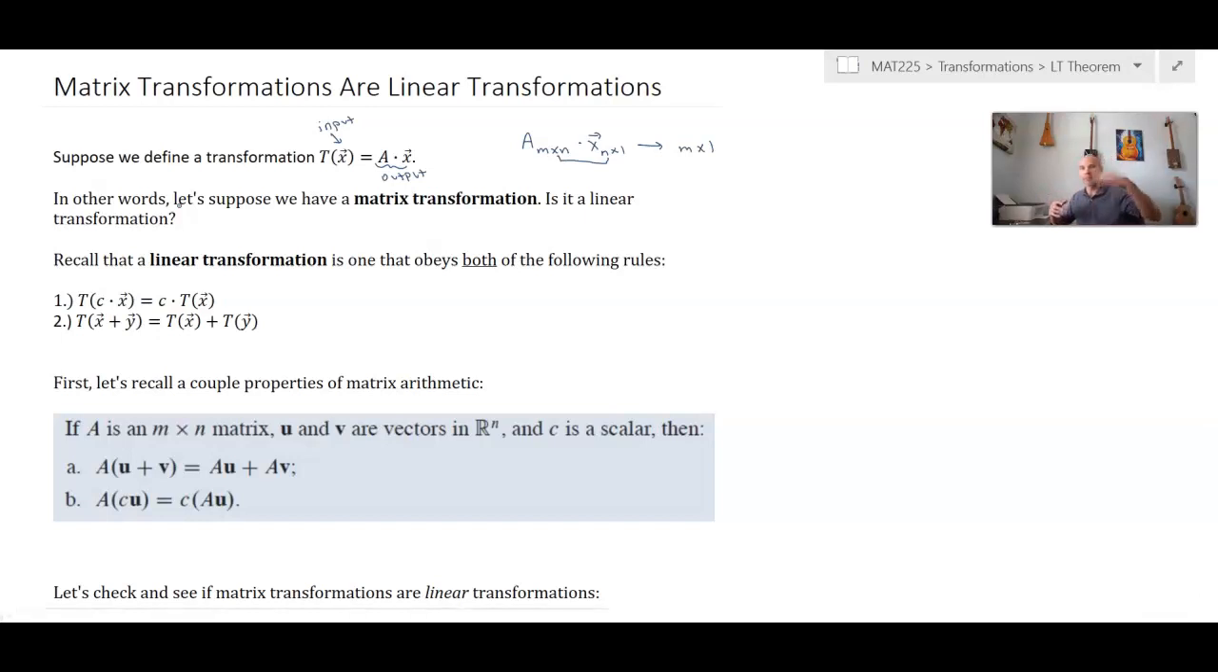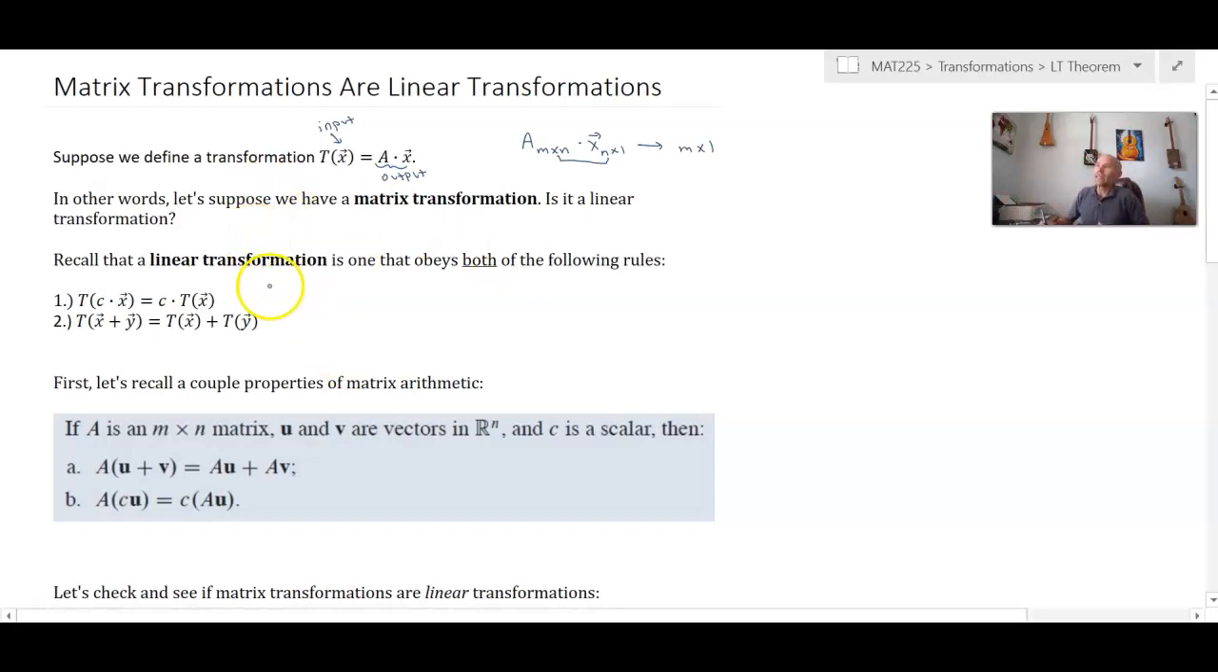some vector and potentially move it in the same dimension or transform it into another dimension. So it could be from R2 to R2, it could be from R2 to R3, it could be from R5 down to R4, many different possibilities.